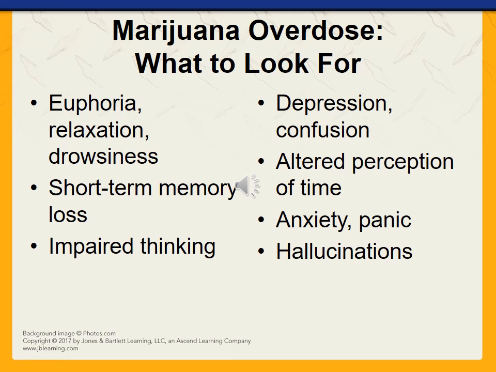Okay, what to look for if you suspect someone has a marijuana overdose. Euphoria, relaxation, or drowsiness. Sometimes to the point, to the extreme, they might not be breathing regularly. It might be very irregular. Short-term memory loss, yes. Impaired thinking, yes. Depression and confusion. Sometimes it can cause an excessive depressive moment for them, and confusion as to where they are, what they're doing, and just for their own personal safety, you want to make sure that you're reassuring with them. Altered perception of time. They might not be aware of the day or the time of day or last week, whatever. Anxiety and panic sometimes, and sometimes hallucinations, but not as frequently as you would think.